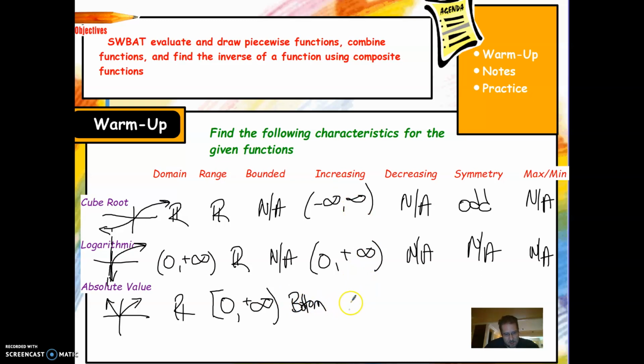It increases when x is greater than or equal to 0. It's decreasing when x is less than or equal to 0. It's symmetrical as an even function, and it does not have a maximum, but it does have a minimum. It has a minimum at (0, 0).